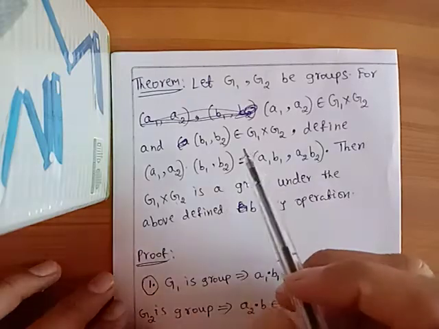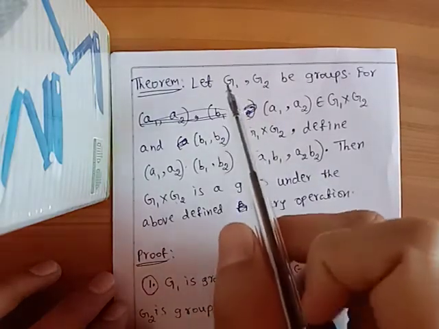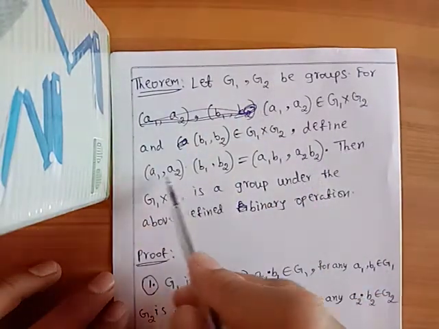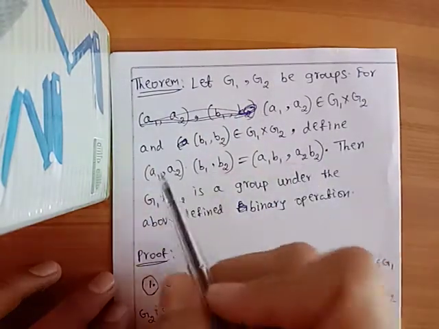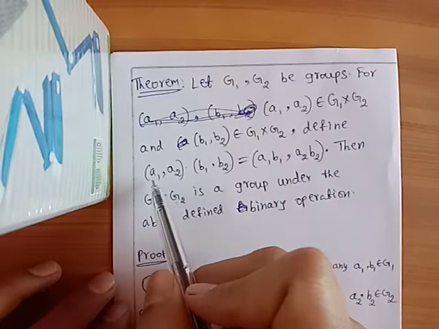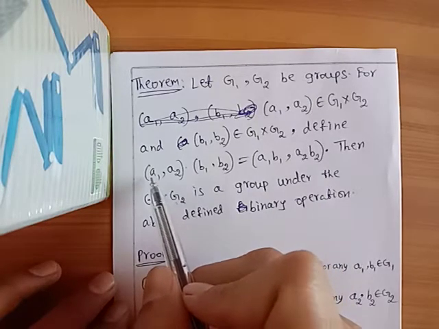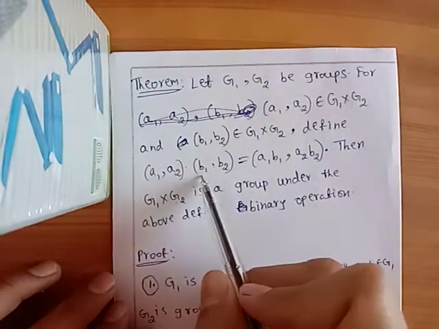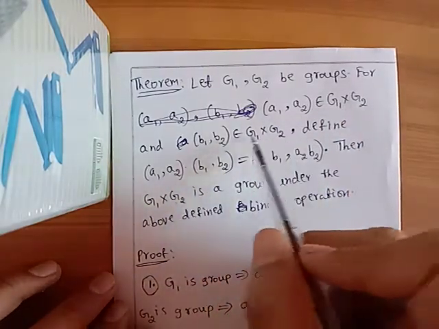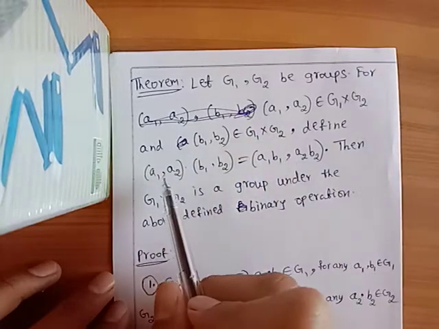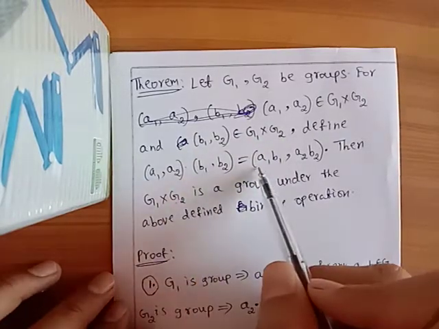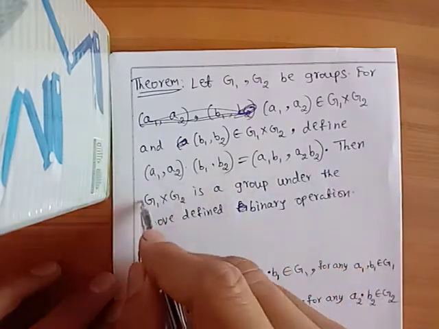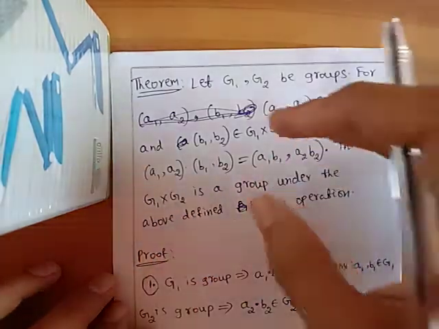In this video, we have to prove that the direct product of two groups is also a group under this binary operation. The binary operation defined is: (a1, a2) belongs to G1 cross G2, (b1, b2) belongs to G1 cross G2. Then the product of these two is like this. In this binary operation, G1 cross G2 is a group. We have to prove that.